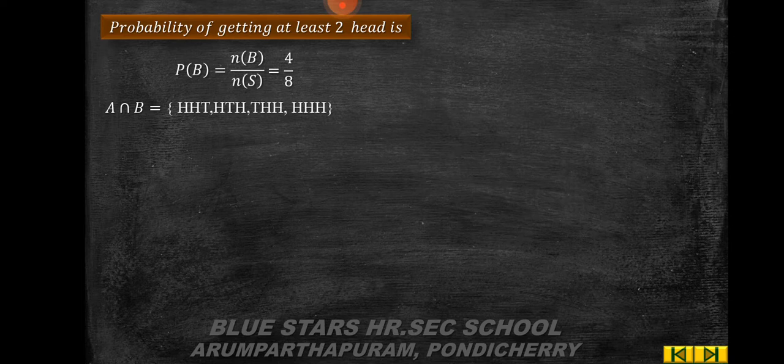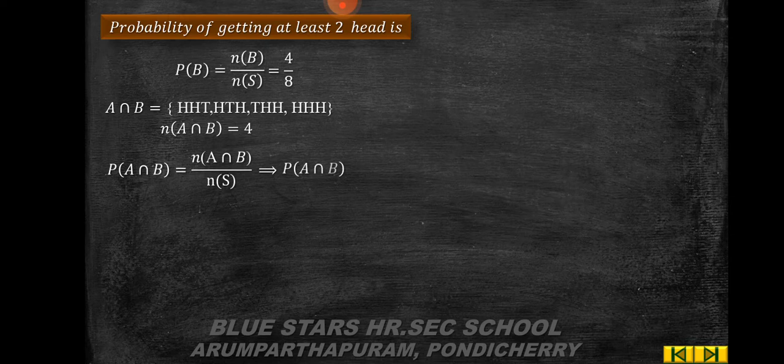Next, A intersection B. So n of A intersection B is equal to 4. P of A intersection B is equal to n of A intersection B by n of S, which is equal to 4 by 8.